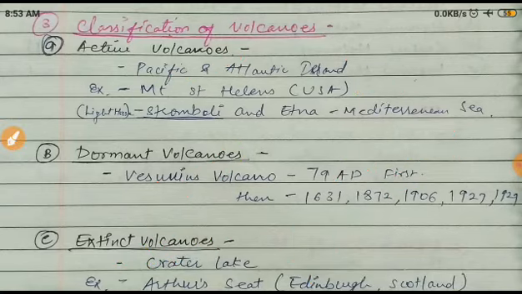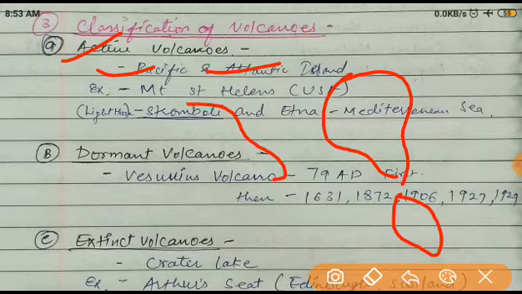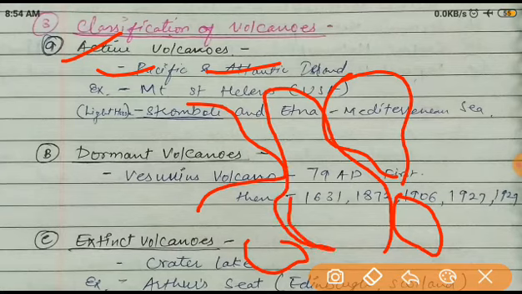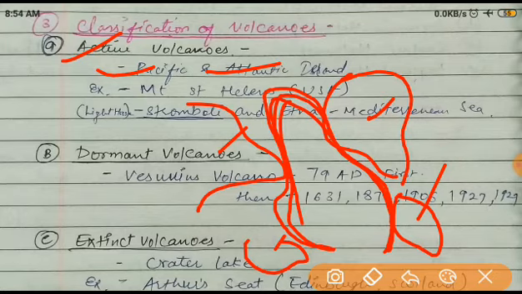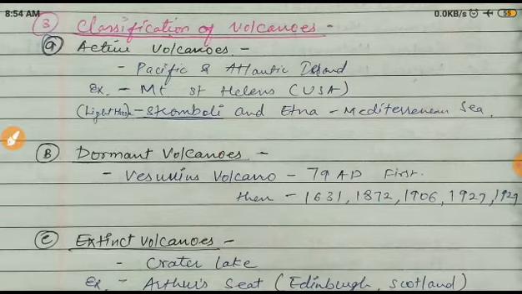Now let's see their examples. For active volcanoes, there are the Pacific or Atlantic islands. It is also the Ring of Fire. If you see in the book, there is North America, South America, here is Asia and then Australia. This complete area is in the Ring of Fire. If you see the map, it is between North America, South America, Asia and Australia. So this is called the Ring of Fire, and this is also the Pacific Ocean. And here in between, this area is the Atlantic island. Okay. So this is the Pacific and Atlantic.